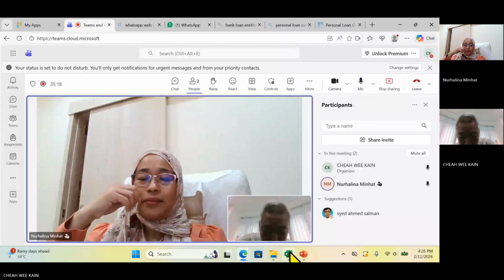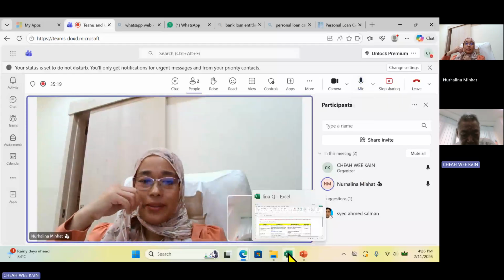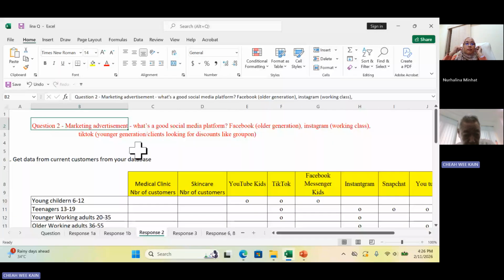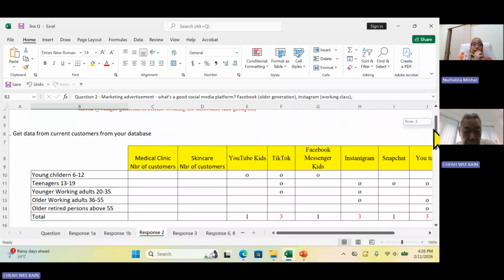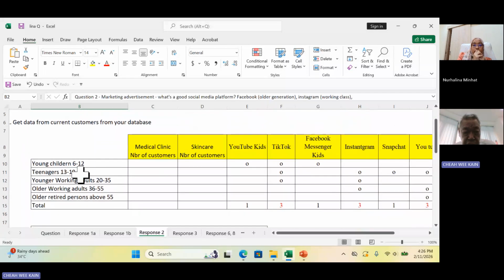Very good. Okay, so now we go to the third one. This is your question: marketing advertisement. What good social platform? Get data from your current customer base. That's what I want you to do. So I want you to split out into young children, teenager, young working adult, older working adult, older retired person. These are the age groups. Tell me how many people you have in the various categories.